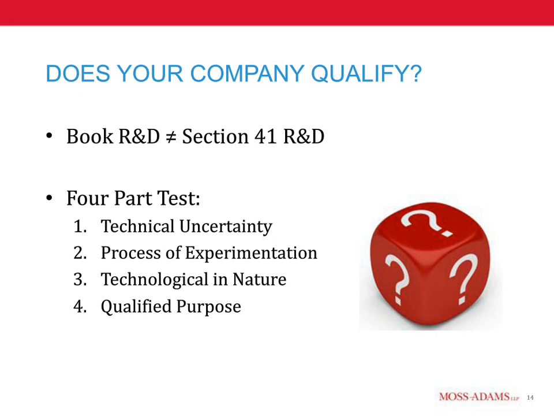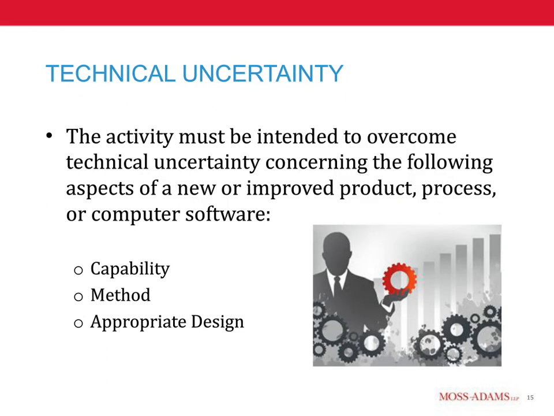The first requirement is that there's some level of technical uncertainty at the onset of a project. That is, uncertainty regarding the capability, method, or the appropriate design of a new or improved product, process, or software. If it's something you've never done before, or something you're doing for the first time, maybe a new application, and you're asking yourselves, can we do this, or how are we going to do it? Or maybe you know how you're going to do it, but you're asking yourself, how do we get from point A to point B? When you're asking those types of questions, you're going to meet that uncertainty requirement.